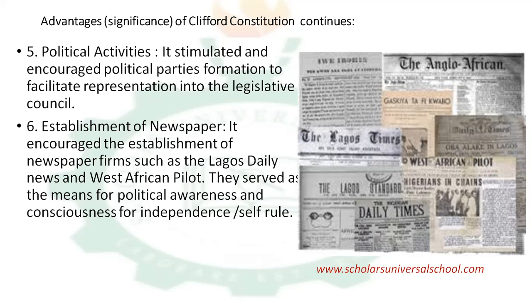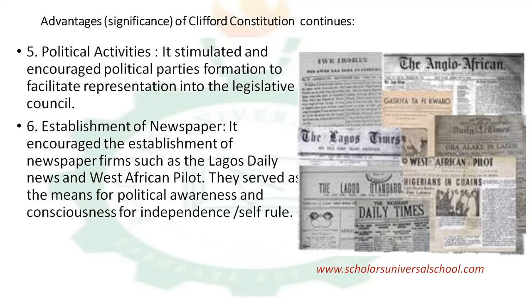Then the sixth one is the establishment of newspapers. The Clifford Constitution encouraged the establishment of newspapers, and a number of newspaper firms were established, the likes of Lagos Daily News and West African Pilot. So these newspaper firms served as the means of creating awareness. They created awareness and political consciousness for independence and self-rule.